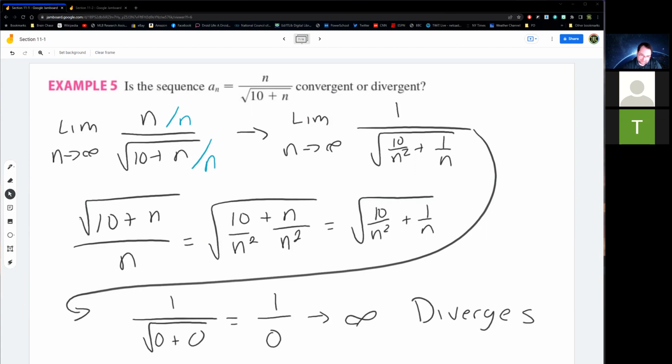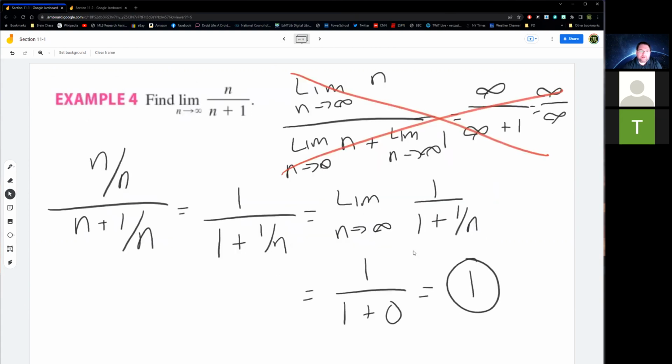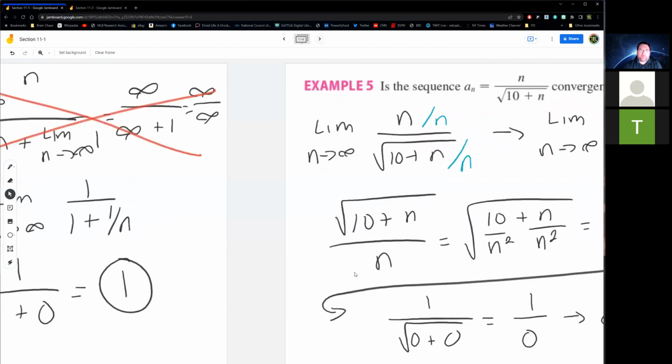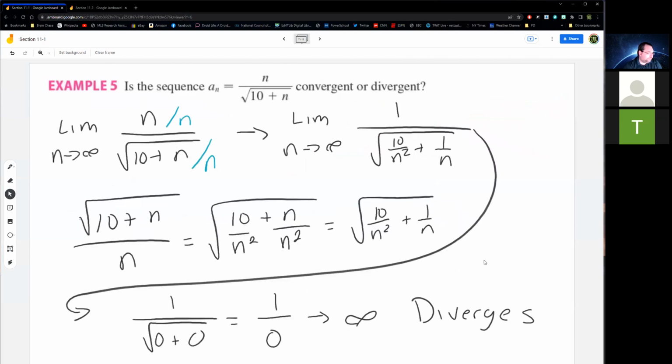Does that make sense? See how these two problems are pretty similar in the setup. This one converges, goes to 1, and this one ends up diverging.